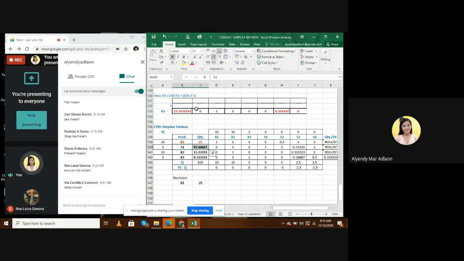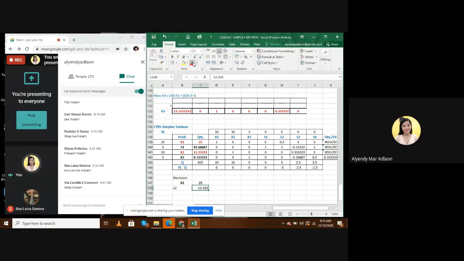Kaning S1, dili na siya appeal sa decision class, no? Because it will not produce any profit. Okay? So, char-char na siya dira, no? Wala na siya ilabot. Sa atong decision, kanilang mga tinuod nga mga variable, no? Dili appeal ning surplus. So, kani, X2, for the product X2, okay, product X2, we will produce 13 and one-third units.